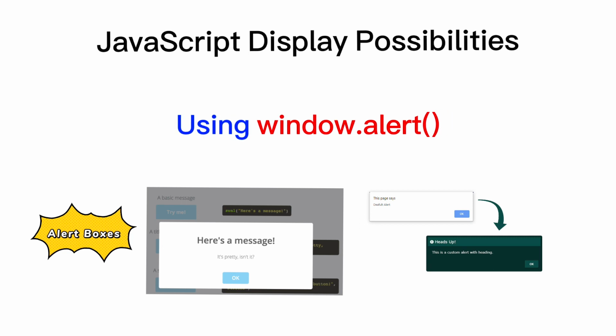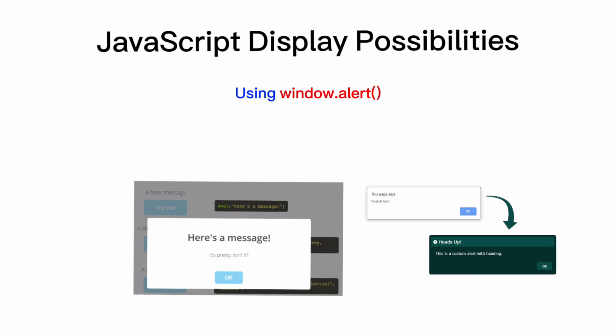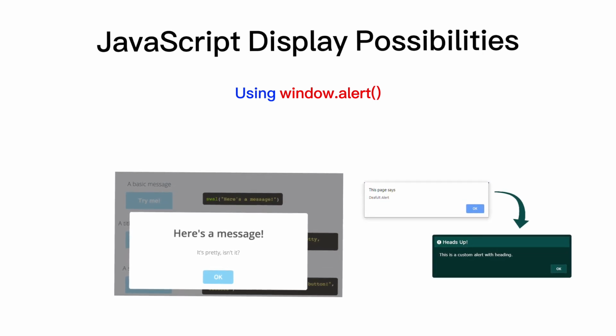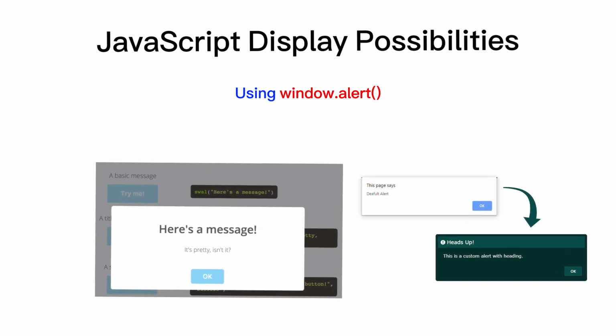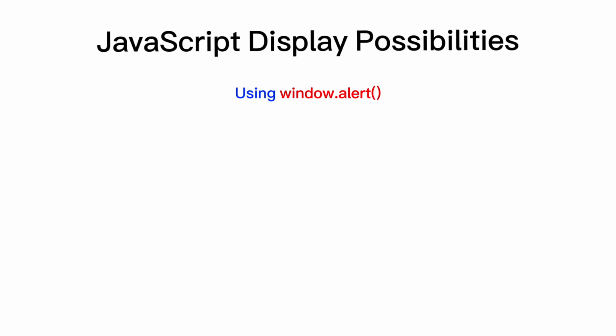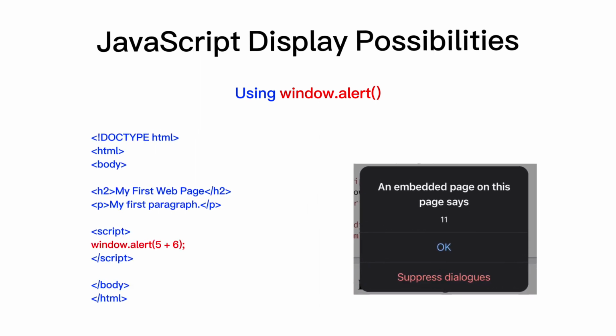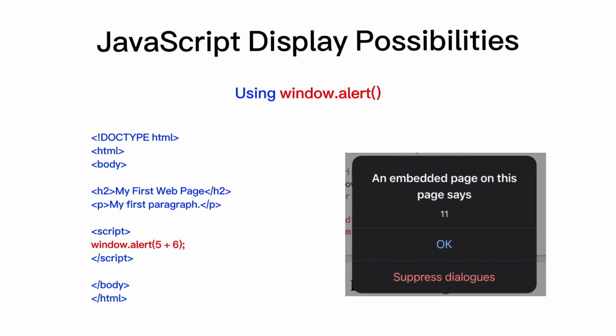The next way to display data is to display with alert boxes by using window.alert. You may have seen these boxes on a lot of web pages before. They use the window.alert method to show some messages, confirmations, or errors. Let's see how we can use the alert box. Write the following code into your code editor and run the code to see the alert box on your computer. The alert box will show the result of 5 plus 6, which is written here.